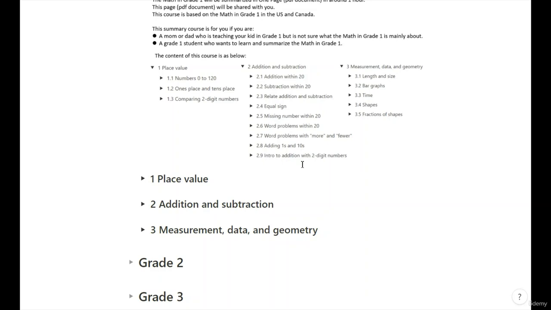The third part is about measurement, data, and geometry. We will introduce length and size, bar graphs, how to read a clock, shapes, and fractions of shapes.